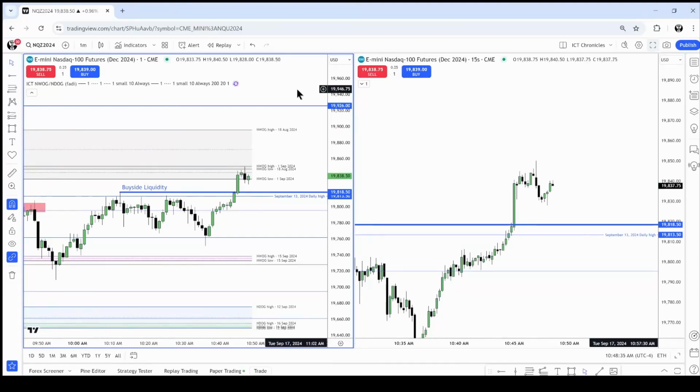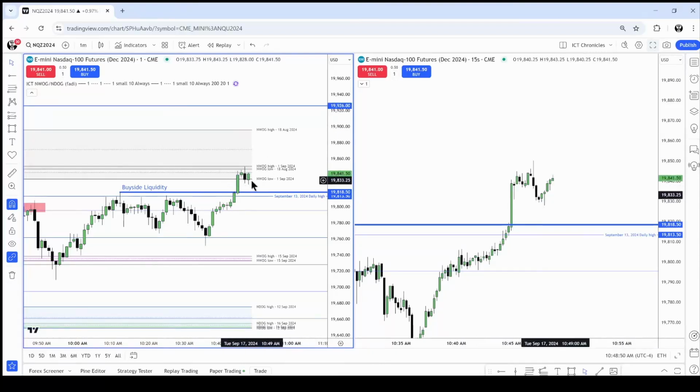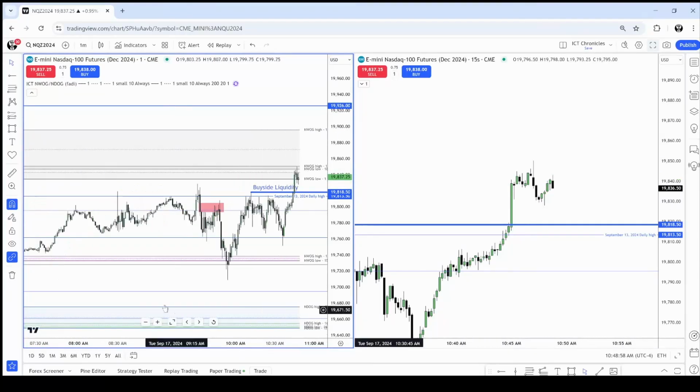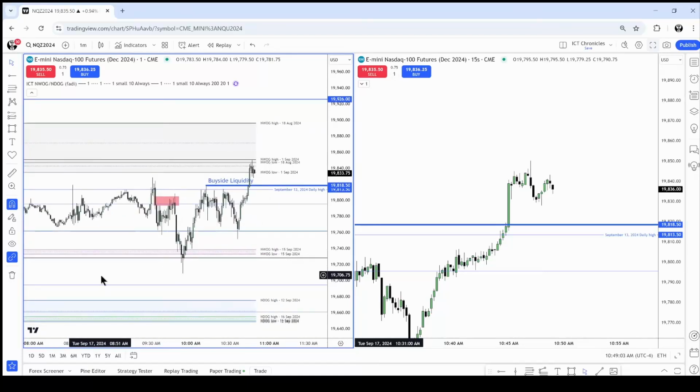Right now, we're looking at how price is respecting that September 1st new week opening gap. There's an overlap of this low. I'm watching the bodies here on the 1-minute chart. So we don't have any buy side to refer to here on the 1-minute chart.